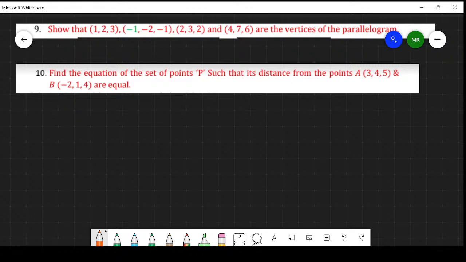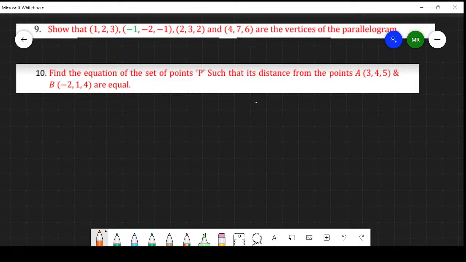The points are given: 3, 4, 5 and minus 2, 1, 4. PA is equal to PB is the condition given. So using PA equal to PB, we should solve this. Considering PA equal to PB, we will simplify this.